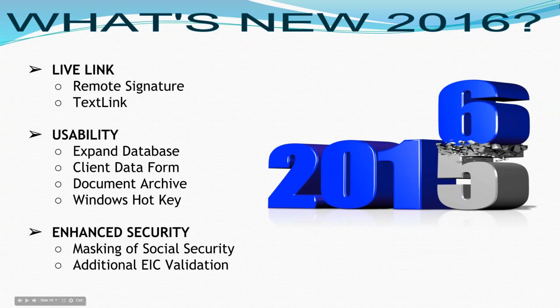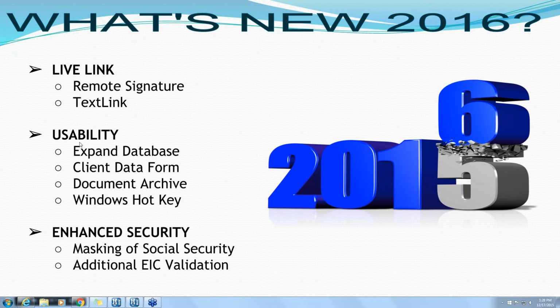So on this one, we're going to talk a little bit about LiveLink, and I will explain to you a little bit about what that is. But within LiveLink, we're going to talk about remote signature. We're going to talk about TextLink and some new features on that. We're also going to talk about some updates and enhancements for usability. So we're going to be able to expand some of your database. The client data form has changed a little bit, and you guys are going to take a look at that also. Document archive, I'll show you some new features on that.